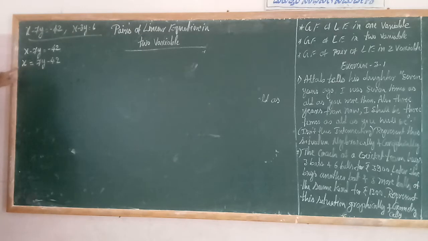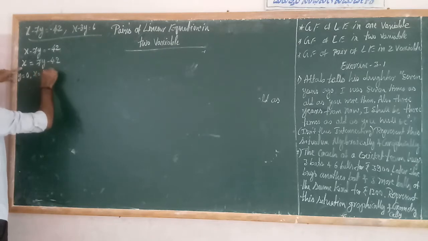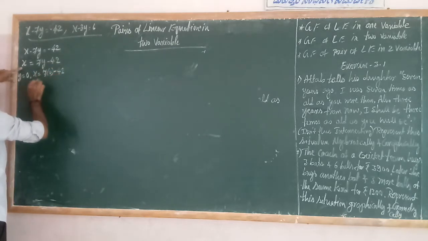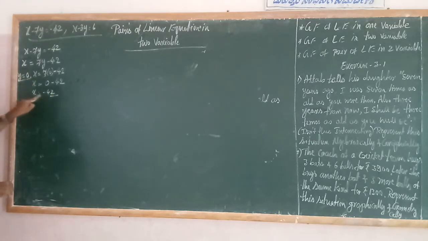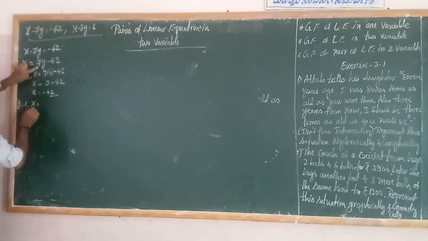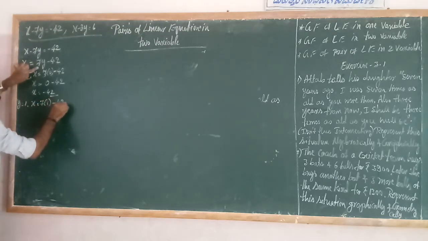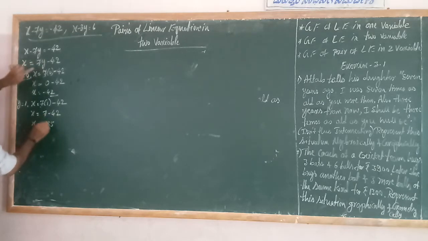If you give the y value, the x value will exist. So I will give the y value here. Y is equal to 0. So x is equal to 7 into 0 minus 42. X is equal to 0 minus 42. So when y value is 0, x is equal to minus 42. Like that, y is equal to 1 you should give. For this equation, x is equal to 7 into 1 minus 42, which is 7 minus 42. So x is equal to minus 35, since 42 minus 7 is 35. When y is equal to 1, x is equal to minus 35.